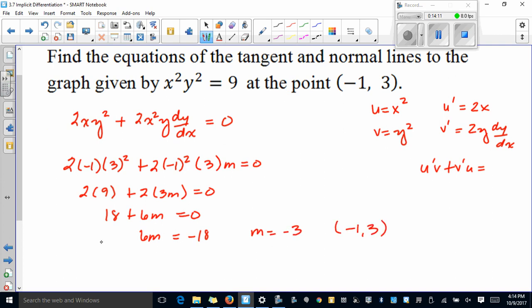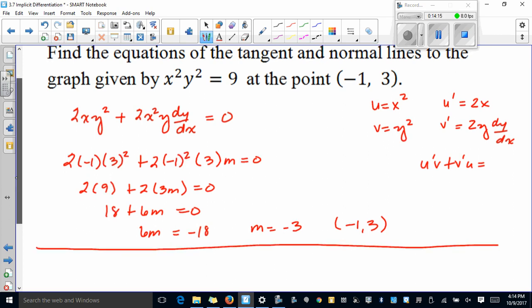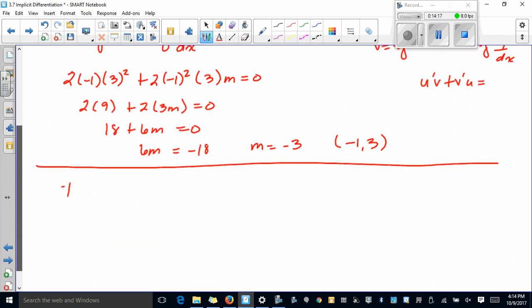Tangent: y minus 3 equals negative 3 times x minus negative 1. And normal, one thing is different. Change the sign and do the reciprocal so we get just 1/3 times x plus 1. There's our tangent and normal lines.